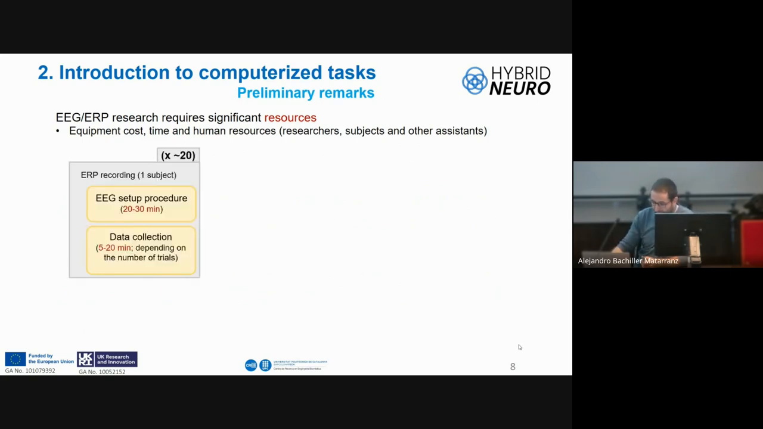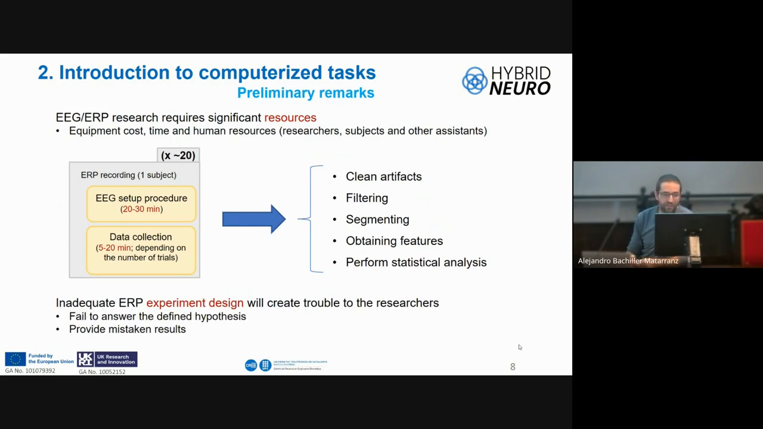So when we are thinking about designing a computerized task, we are thinking about the equipment cost and the time to perform the recordings. It's necessary to record, as I have said, for example, at least 20 patients, the setup of the EEG recording, then the data collection, depending on the task or the number of trials. And then, of course, clean the artifacts, filter, segment, obtain some features, and perform a statistical analysis. So the effort is very high.